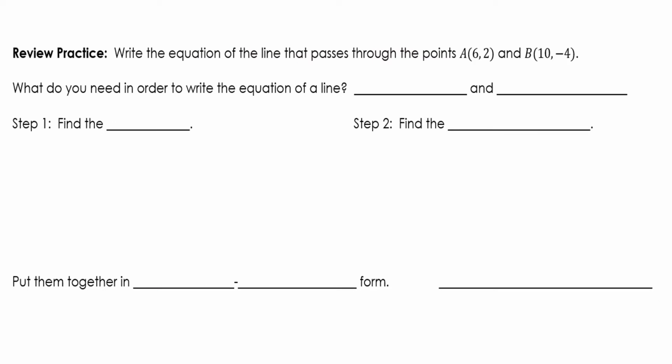So let's look at an example, just a practice problem of being able to write the equation of a line in slope-intercept form. We are told that point A is (6, 2) and B is (10, -4). So in order to write the equation of the line, we need to know the slope, and we also need to know the y-intercept.